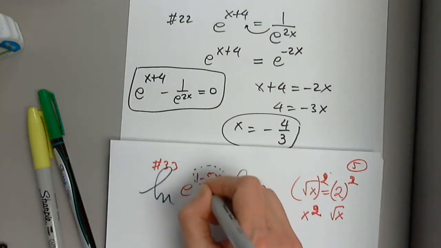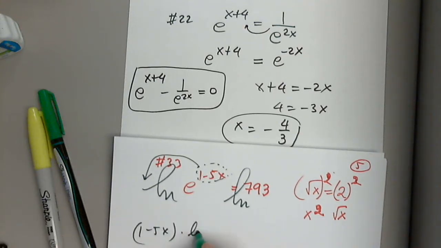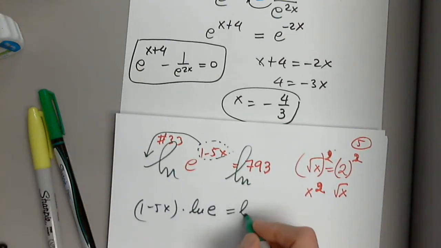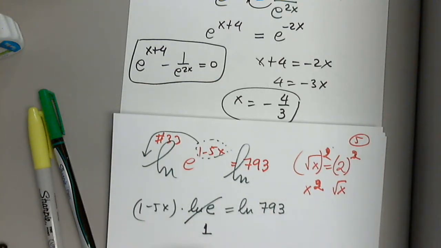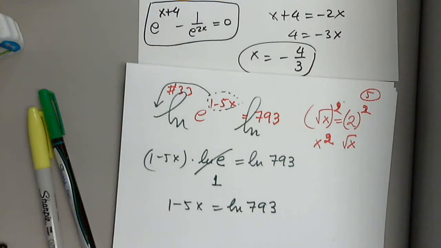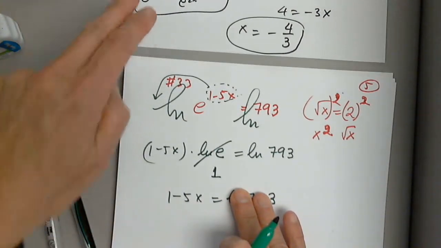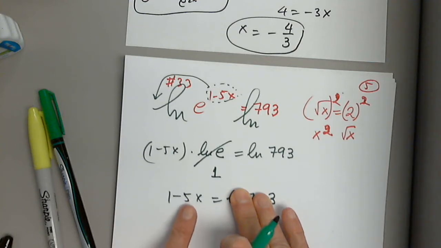That will allow us to bring the power down. This is the only function that allows us to bring the power down. So 1 minus 5x, I should not write natural log e, but let's write it for now, equals natural log of 793. Please do not get intimidated by this number. It's just a number. Yes, it has ln in front of it, but it's just a number. But what did we say about the natural log of the base applied to the base? 1. So therefore, the equation now is 1 minus 5x equals natural log of 793. This is a linear equation now. I'm solving for x. This is just a number. Ignore it. It's just a simple number. Looking sophisticated, but it's just a number. How do I solve for x?